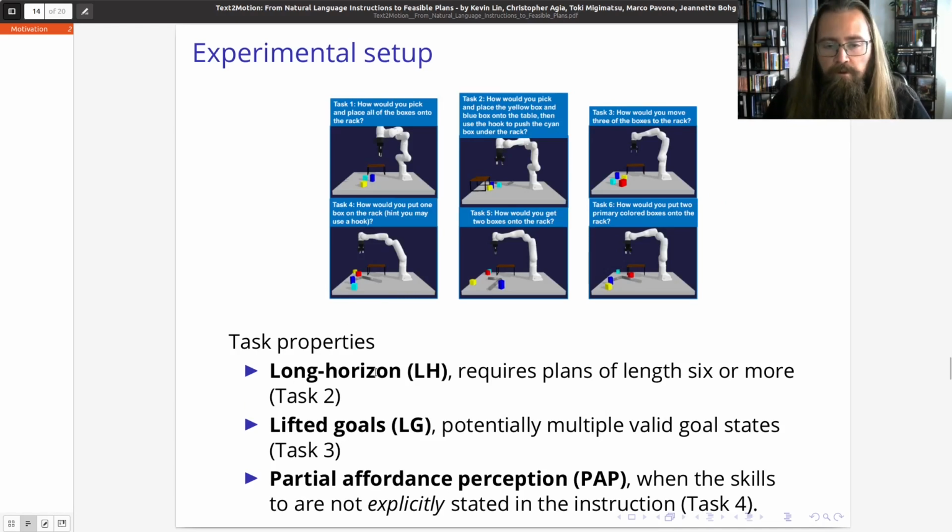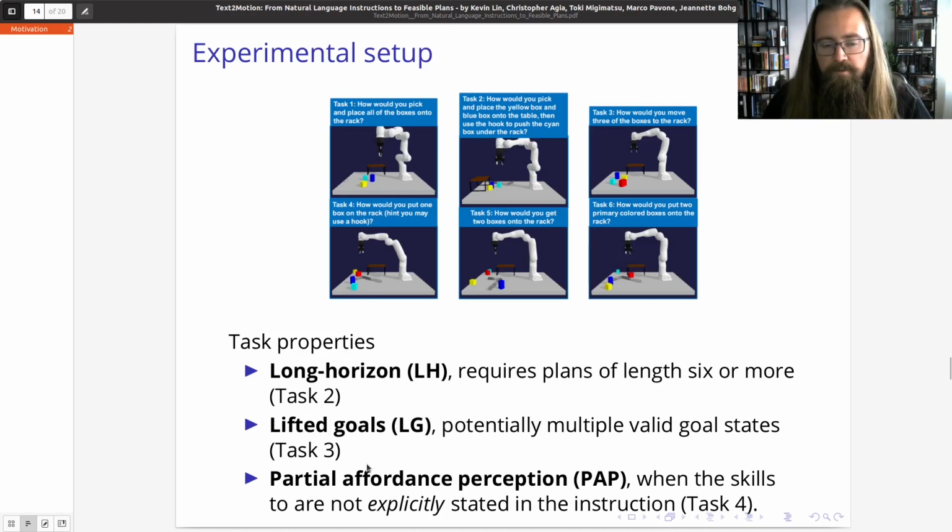The first one is the long horizon, which requires plans of length 6 or more. The second one is lifted goals, where in the goal specification there's not a single valid goal state, but there could be multiple ones. So for example, here in task 3 you see the task is how would you move 3 of the boxes to the rack, and one potential goal state could be that the blue, yellow, and the red box are on the rack.